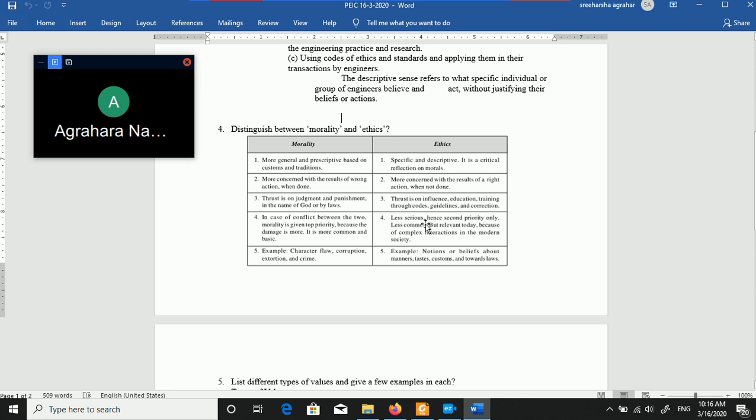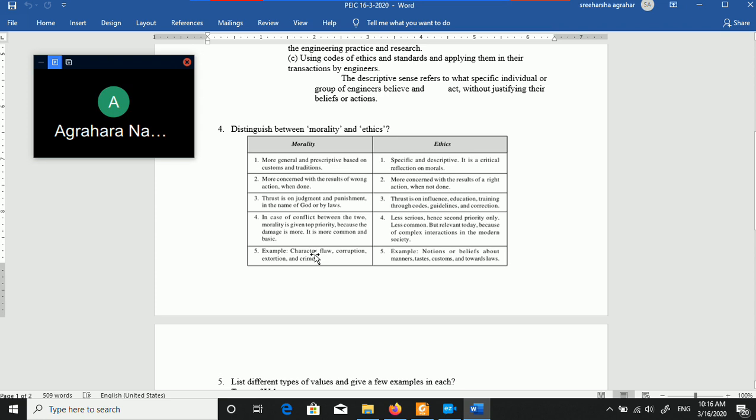Here ethics is considered less serious, hence second priority is given, less common but relevant for today. Okay, because my family has a different set of value system. My opposite person whom I am working with or whom I am socially mingling with may have a different set of beliefs. So in today's scenario, ethical principles are more relevant. Okay, so that is why most of the time now ethics are what we are called upon in the companies.